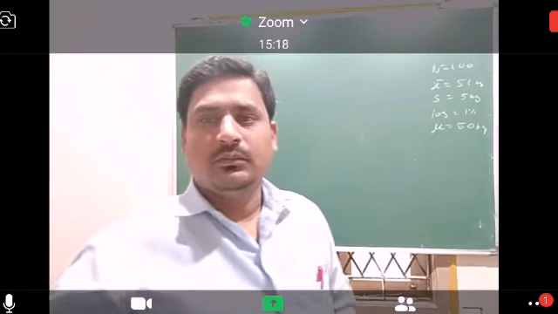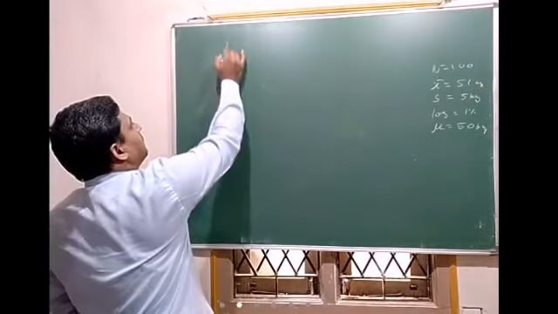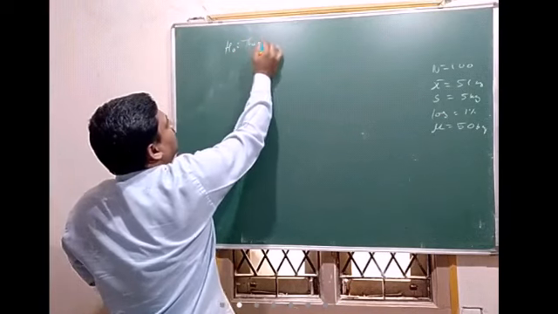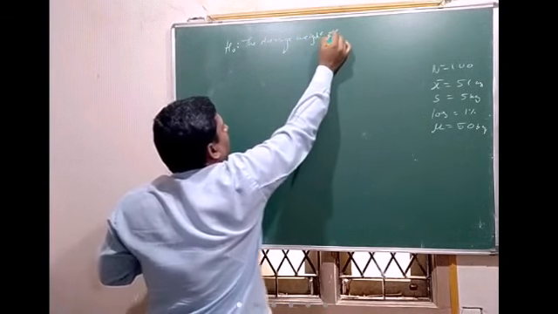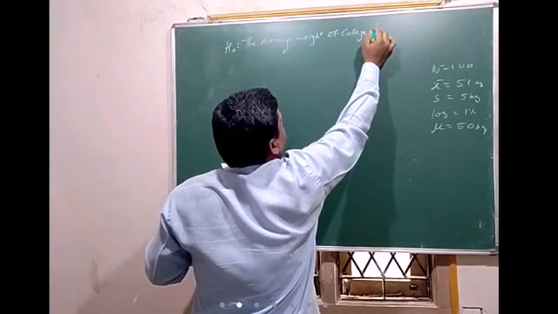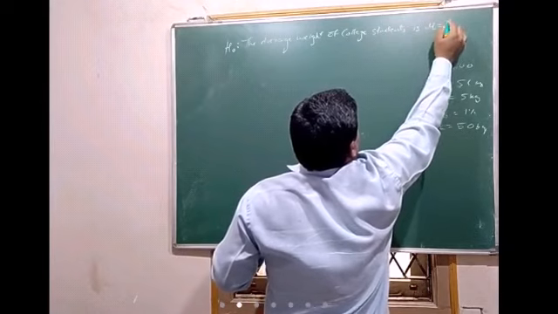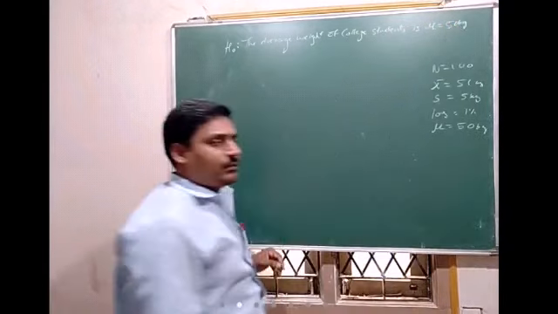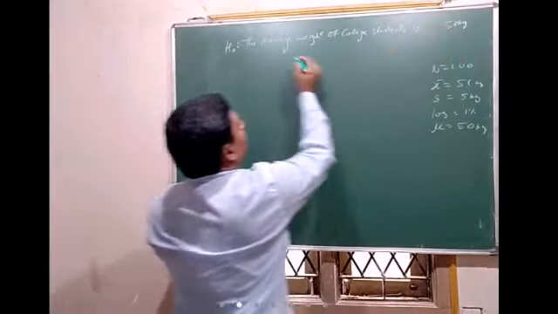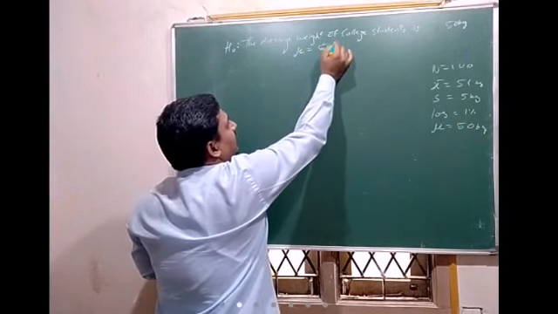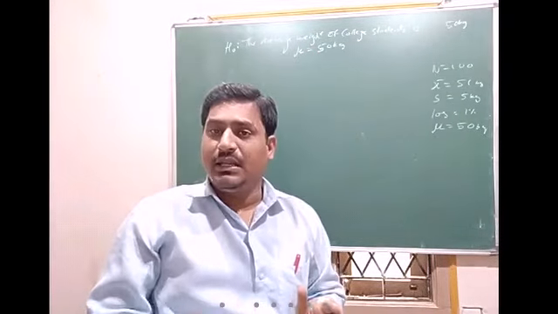Now the null hypothesis for this problem. That is H naught, the average weight of college students is mu is equal to 50 kg. So exactly what they said here, mean is 50 kg.